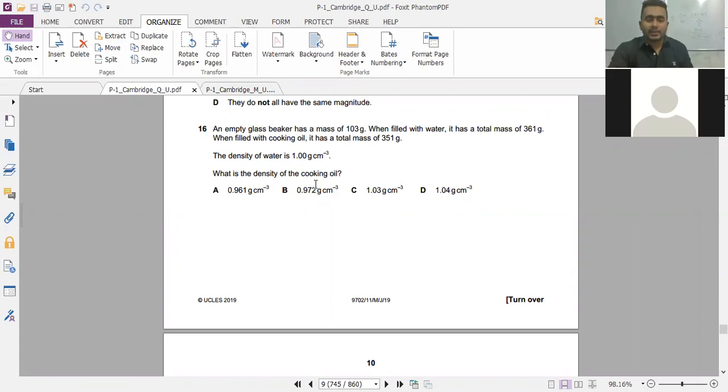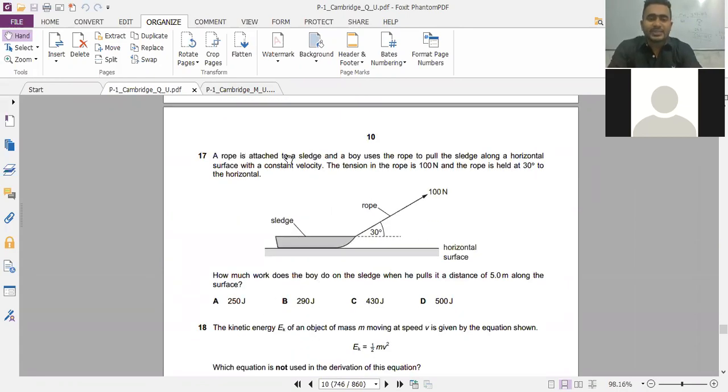আমরা পরের পার্টটাতে চলে যাচ্ছি, question number 17. So let's go, let's read. A rope is attached to a sledge and a boy uses the rope to pull the sledge along the horizontal surface with a constant velocity. The tension in the rope is 100 Newton and the rope is held at 30 degrees to the horizontal. How much work does the boy do on the sledge when he pulls it a distance of 5 meters along the surface?